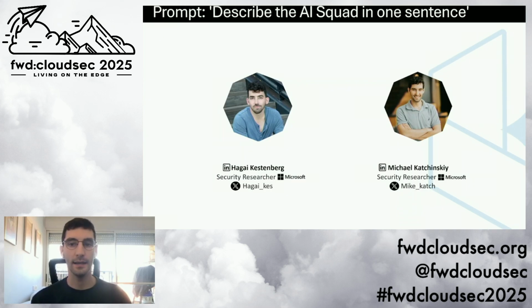So first, let me introduce ourselves. I'm Michael, and together with me, Hagai. We are security researchers from the Microsoft Defender for Cloud research team. We mainly focus on cloud native and Kubernetes threat protection, and recently we've gotten into AI security as well.